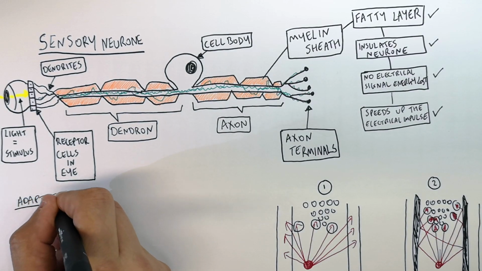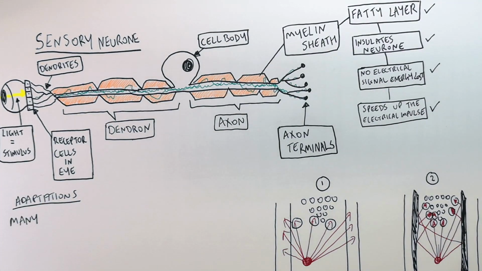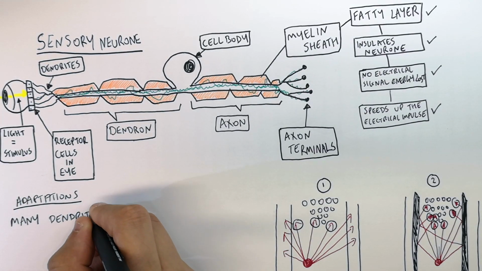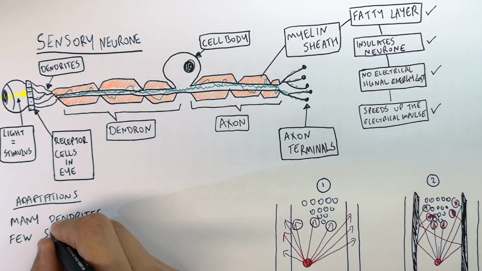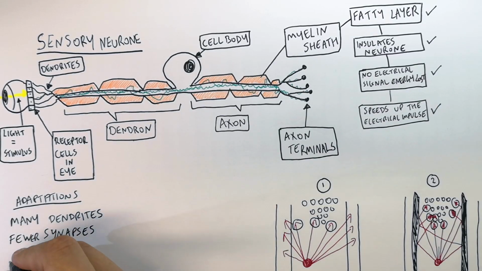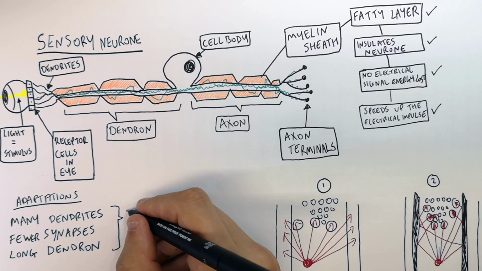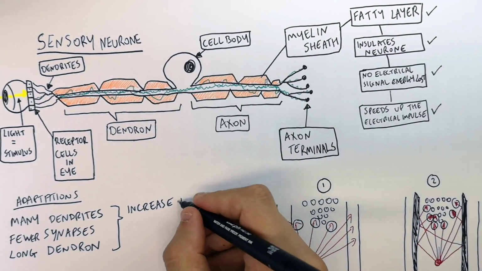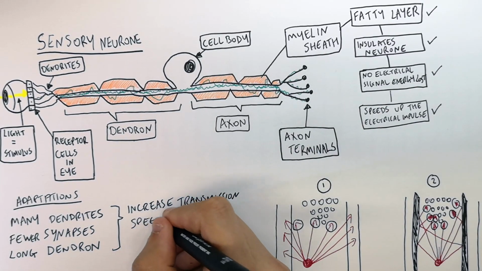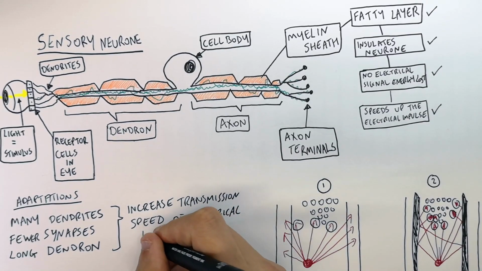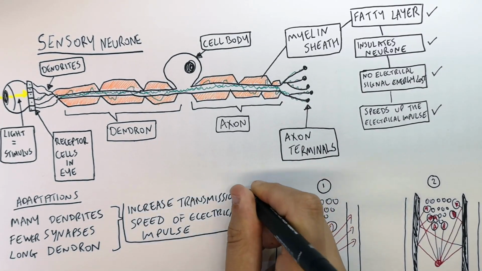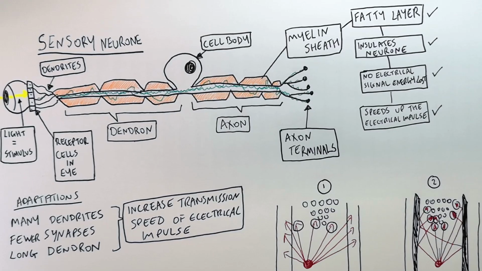So what are the adaptations now of the sensory neuron? Number one, there are many dendrites. There are few synapses, and it's got long dendrons. All of these three work together to increase the transmission speed of electrical impulses.